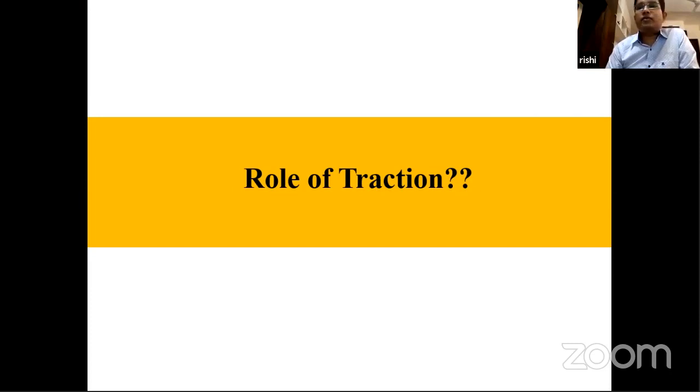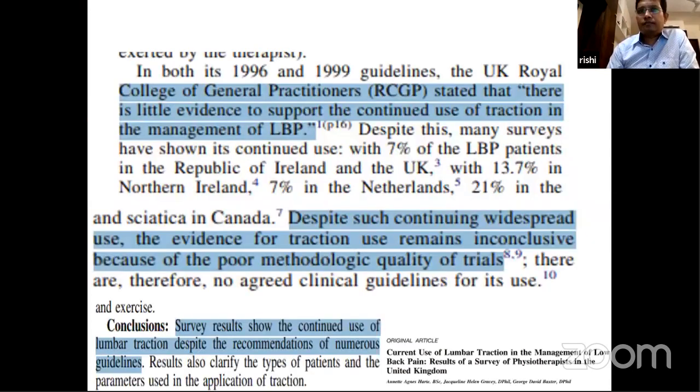Yeah, Rishi, was that study a level 1 study or was it a level 4 study? The case series, a level 4 study. Case series only. So you cannot rely just on a one-off study. You have to have a meta-analysis before you draw a conclusion in this regard. In fact, there have been various studies at various associations which have mentioned little evidence to support the continued use of traction in the management of back pain and disc prolapse.